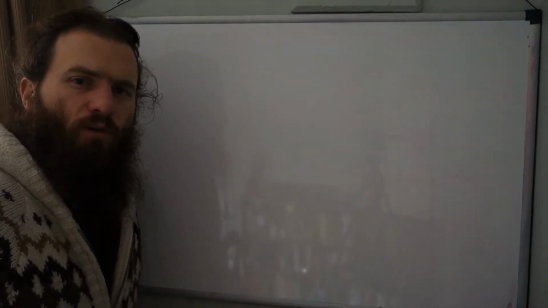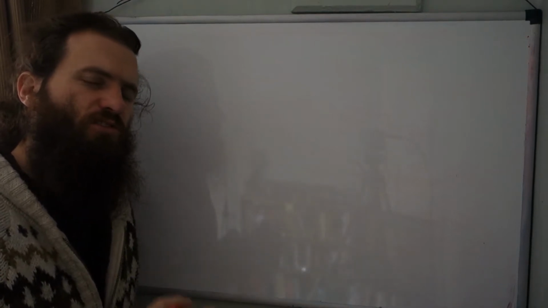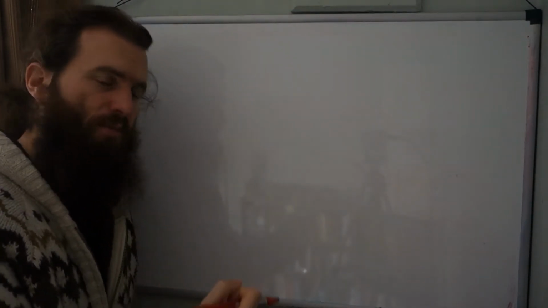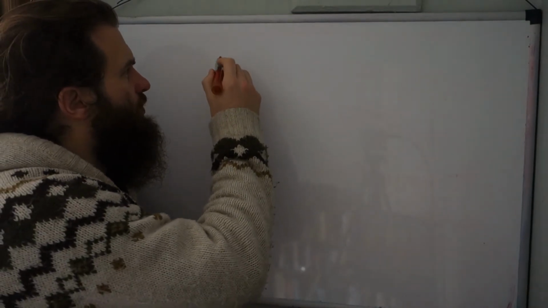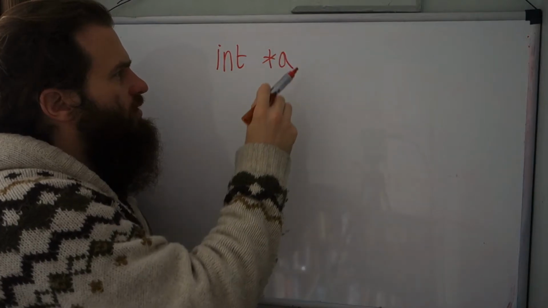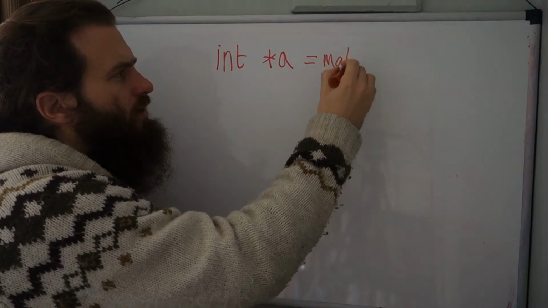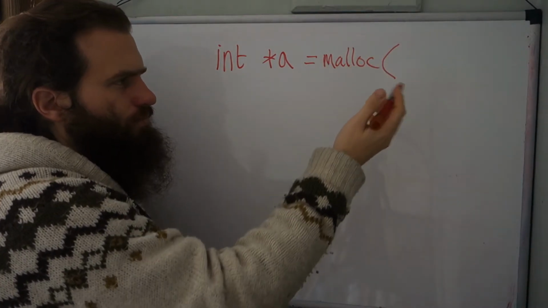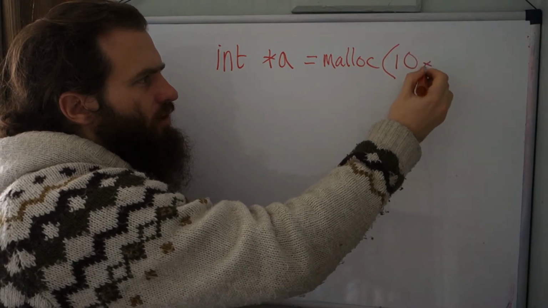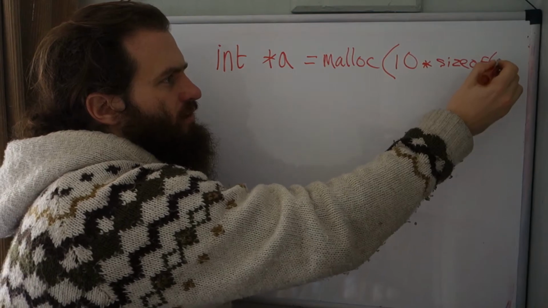So to talk about the first one, how to pass a statically declared array to a function. Before we do that, let's just look again at the dynamic creation of an array. Int pointer, so integer pointer a equals malloc, and then say it was 10 times size of int.